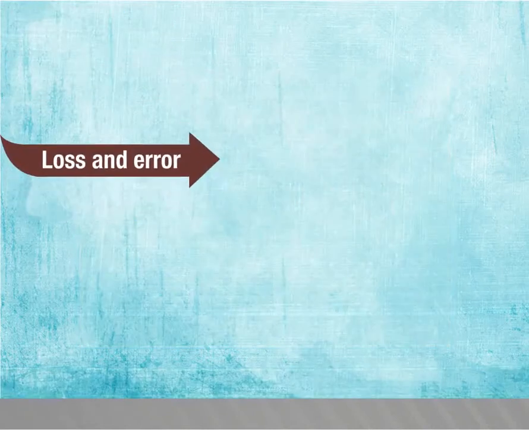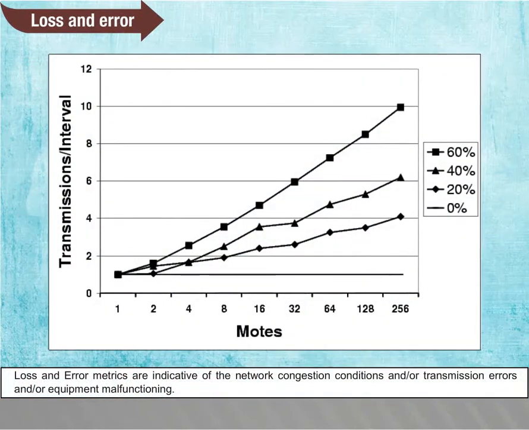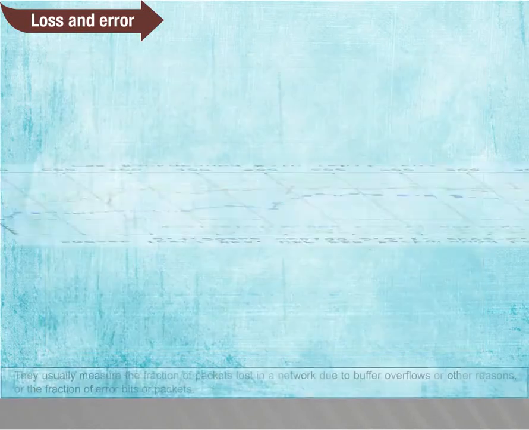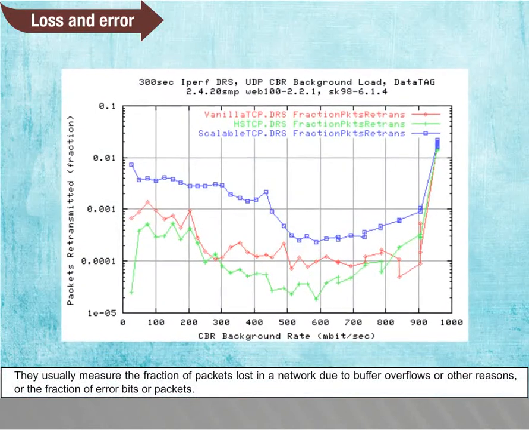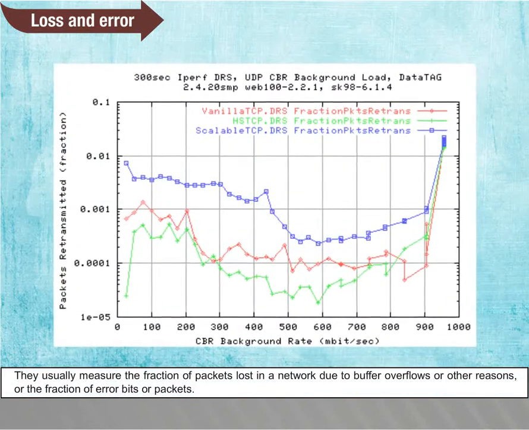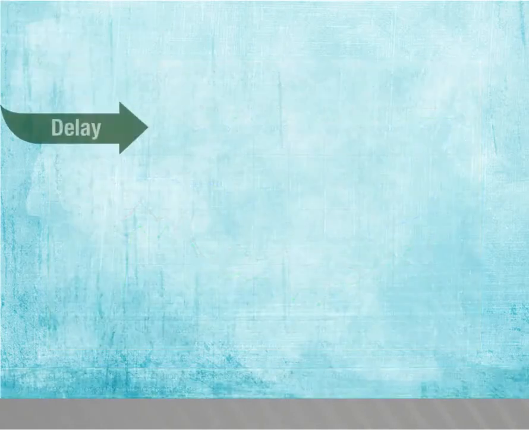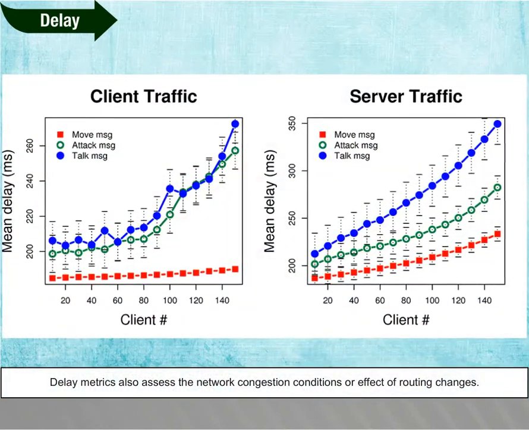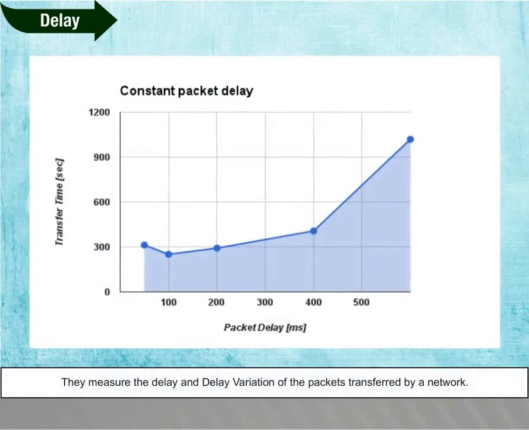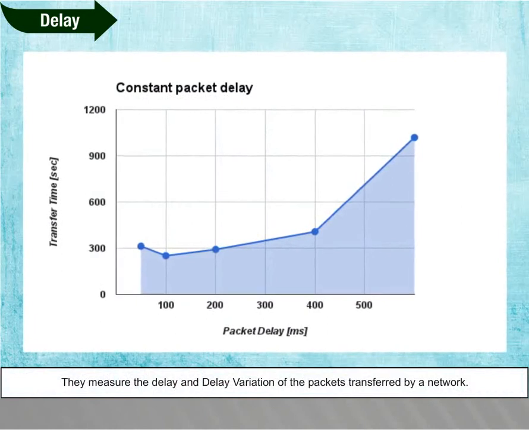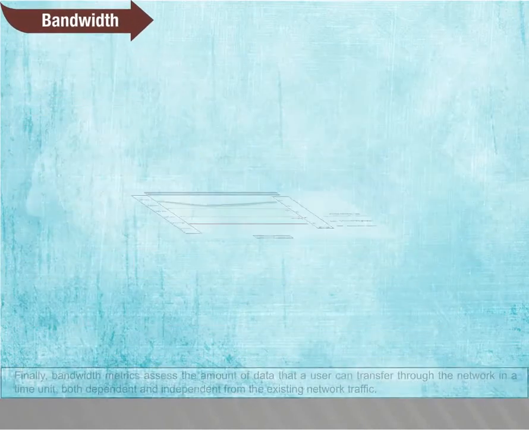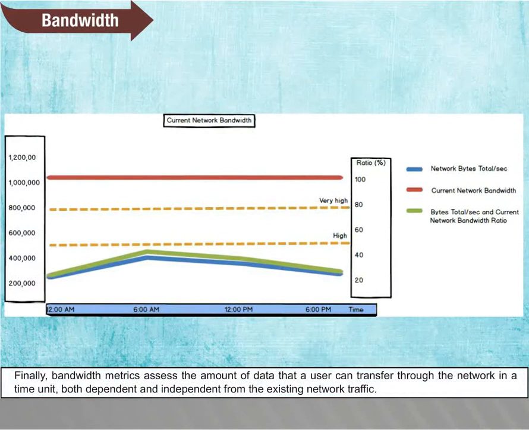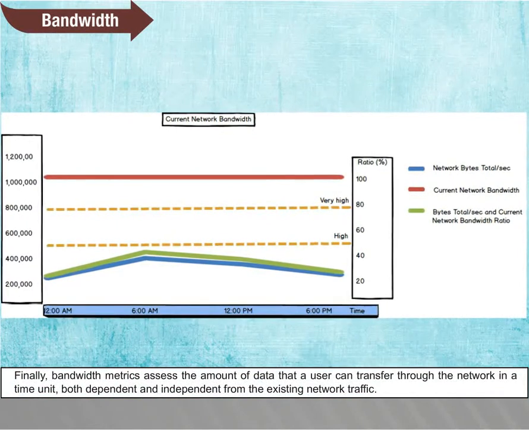Loss and error. Loss and error metrics are indicative of network congestion conditions and/or transmission errors and/or equipment malfunctioning. They usually measure the fraction of packets lost in a network due to buffer overflows or other reasons, or the fraction of error bits or packets. Delay. Delay metrics also assess the network congestion conditions or the effect of routing changes. They measure the delay and delay variation of the packets transferred by a network. Bandwidth. Finally, bandwidth metrics assess the amount of data that a user can transfer through the network in a time unit, both dependent on and independent from the existing network traffic.